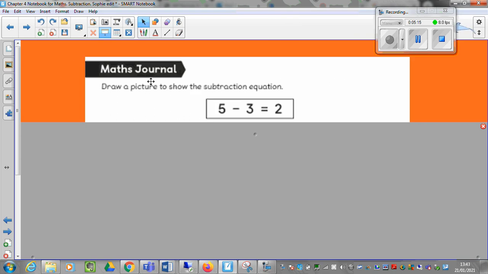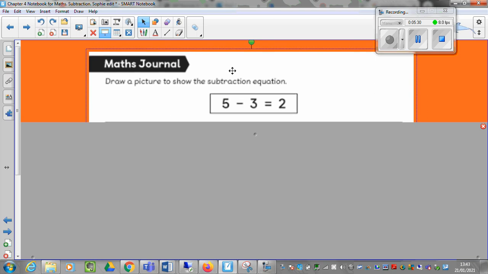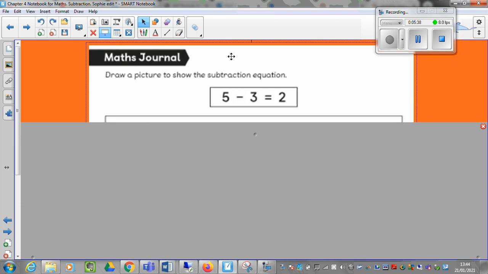Okay, for our next section of our lesson, you have got this on your worksheet. It says, draw a picture to show the subtraction equation. What does equation mean? Draw a picture to show the subtraction equation. Tell your grown-up if you think you can remember. Okay, nice work. Those of you that said it is a subtraction number sentence, you are absolutely correct. Great. Okay, so, oh, I'm having a bit of trouble with my mouse.